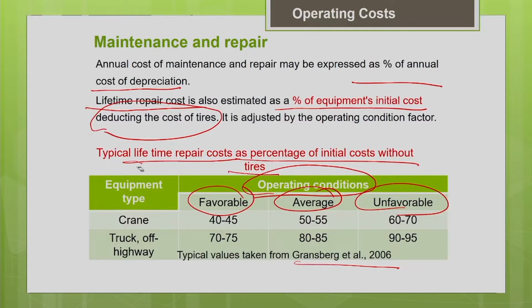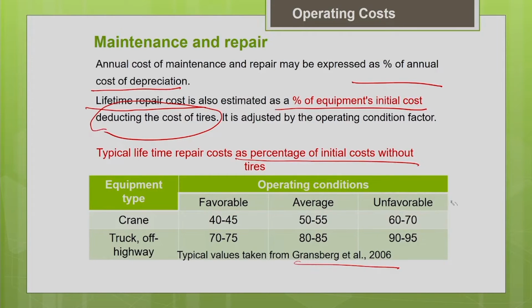One thing I wanted to tell you here is that your lifetime repair factor depends upon the type of the equipment. There are different types of equipment. Just to show some sample values, I have represented only the crane and the truck. It is called an off-highway truck. These trucks are not permitted on the public highways. That is why it is called an off-highway truck. It is used on construction project sites or quarries, wherever.